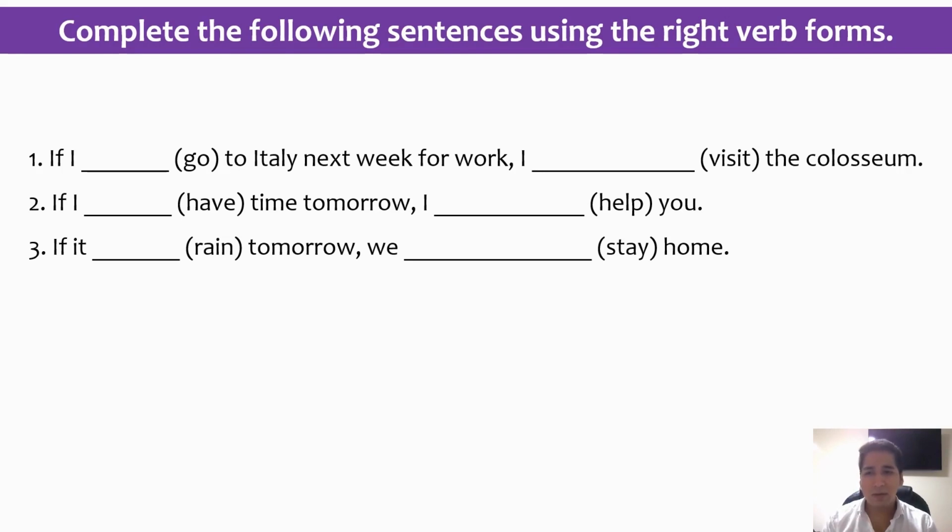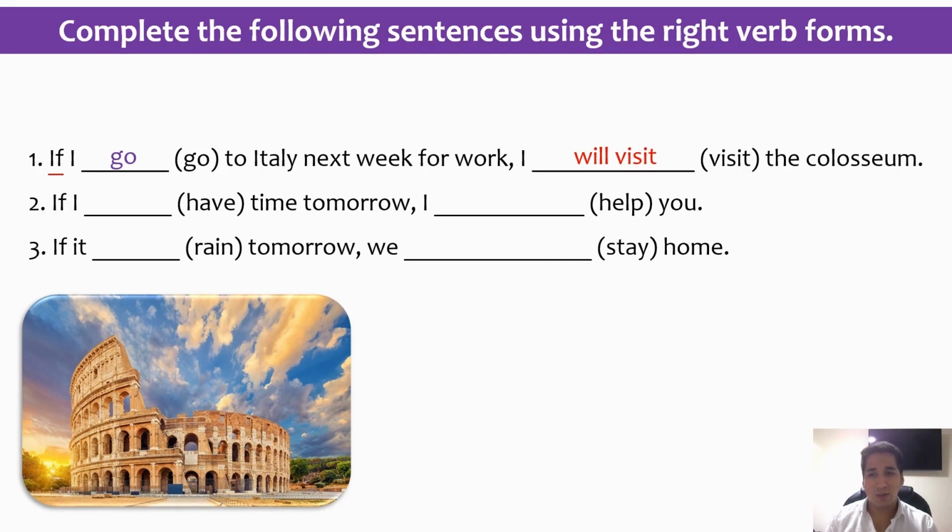Okay, so let's take a look, guys, at number 1. It says, if I to Italy next week for work, I the Coliseum. Alright. So if you are a good observer, you are going to notice that here we have the if word. And if you have the if word, then we are talking about the if clause, right? Okay, so then what are the answers here? If you have the if clause first. Correct. If I go to Italy next week for work, I will visit the Coliseum. Very good. Nice job, guys.